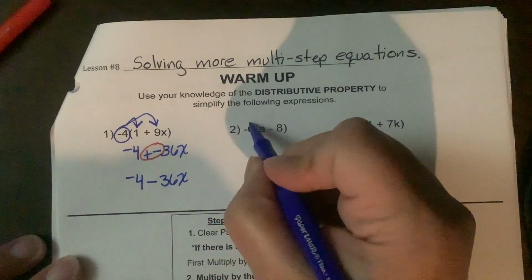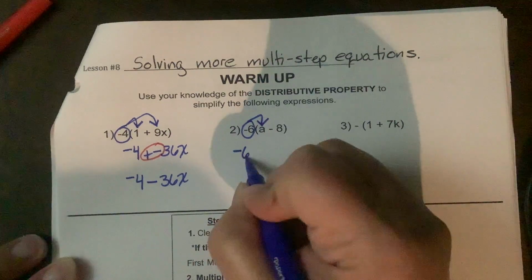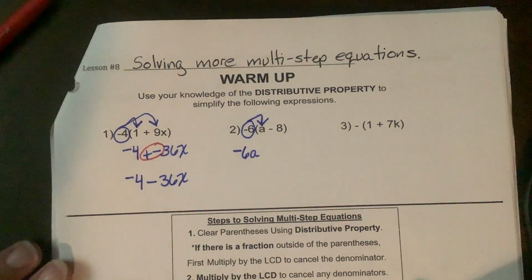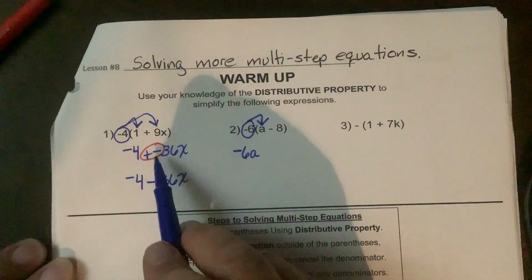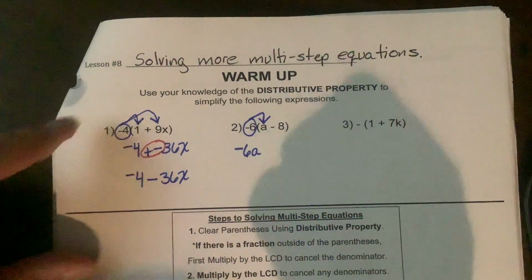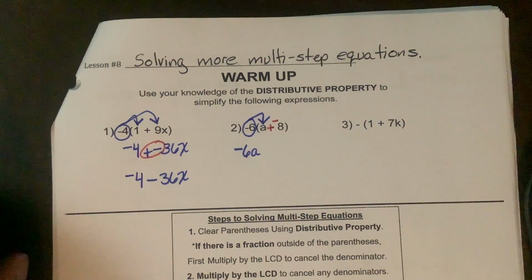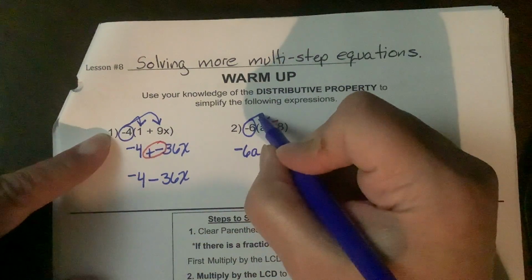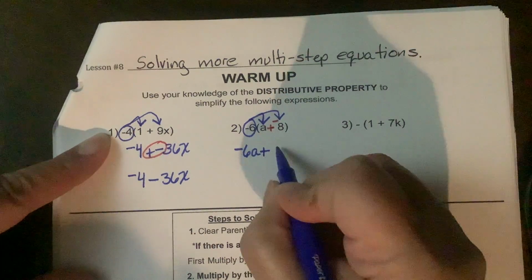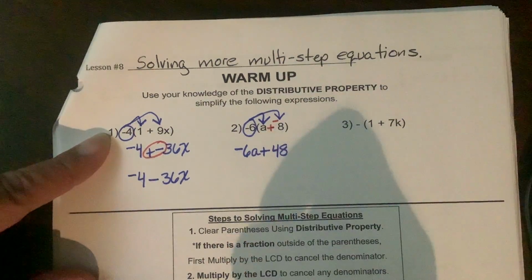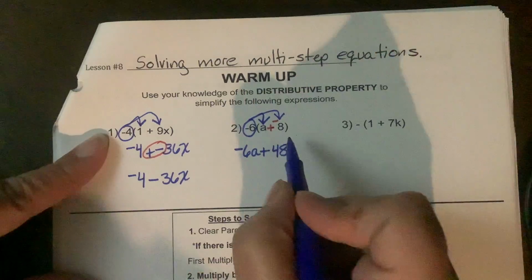All right, negative 6 times a. Okay, negative 6a. Now here's a trick. See that subtraction sign? Remember how subtraction is really plus a negative? I'm going to change this to plus negative. Now when I do it, negative 6 times negative 8 plus 48. There you go. Not too bad. Sometimes it's a pain, but sometimes it helps. Here we go.